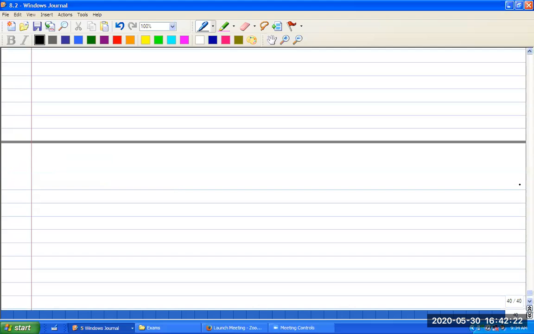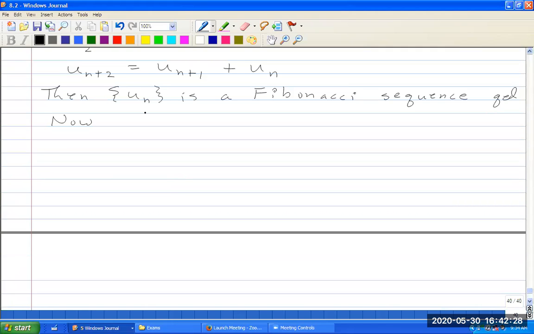Let's derive the formula. So now, how is this formula derived?